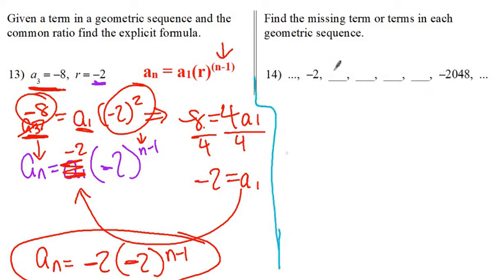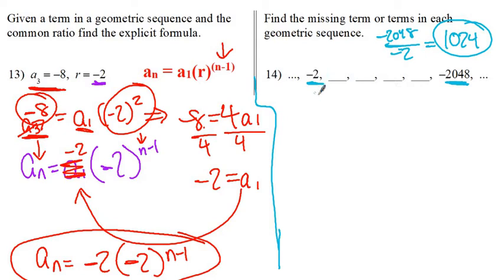All right, number 14. We have all these missing terms, so we have to figure out what we are multiplying by. What did we ultimately multiply by from negative 2 to negative 2048? We could just divide those right there. And when you divide negative 2048 by negative 2, you get 1024. So let's see how many times we multiplied by the common ratio. We did 1 time, 2 times, 3, 4. We multiplied by the common ratio 5 times to get to 2048.